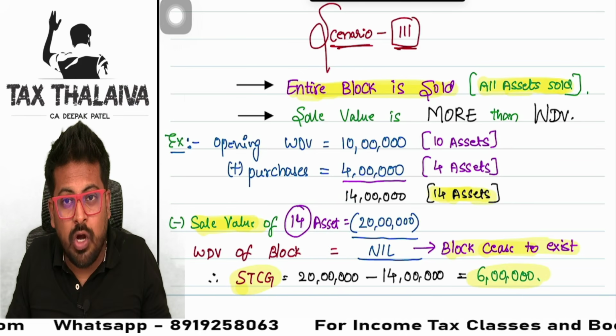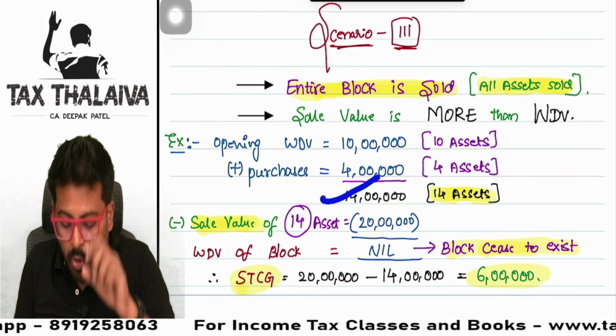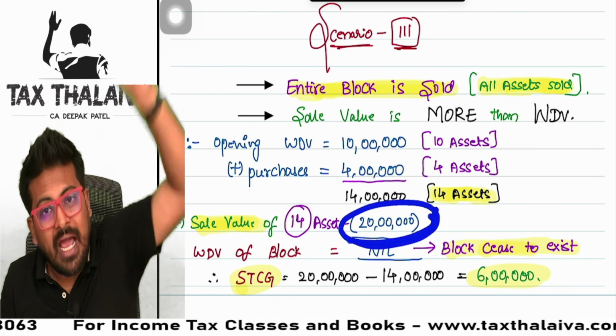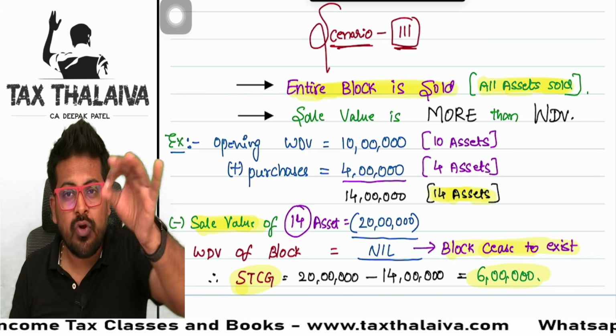Is there any asset in the block now? No. 14 lakh worth of assets you sold for 20 lakhs, mind you. You have sold for a higher value. Then you will get short-term capital gain or not. Of course, you will get.